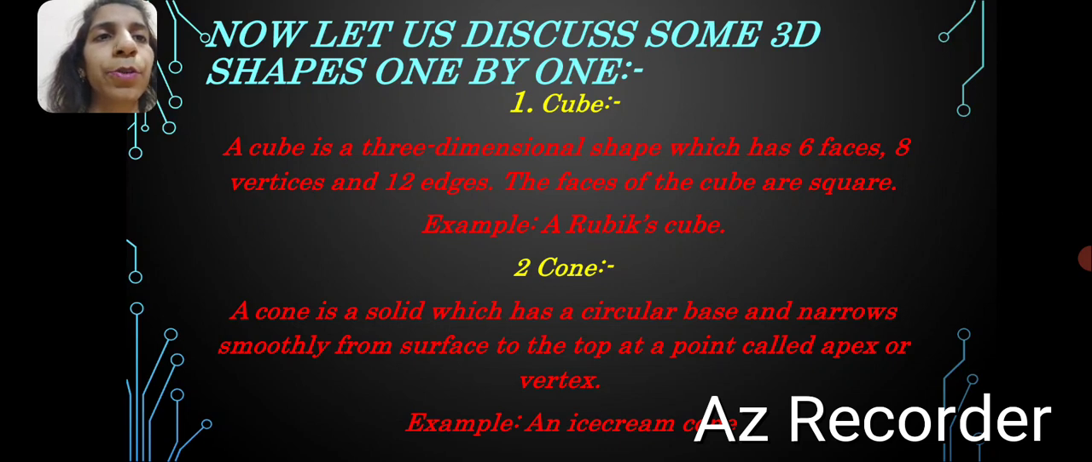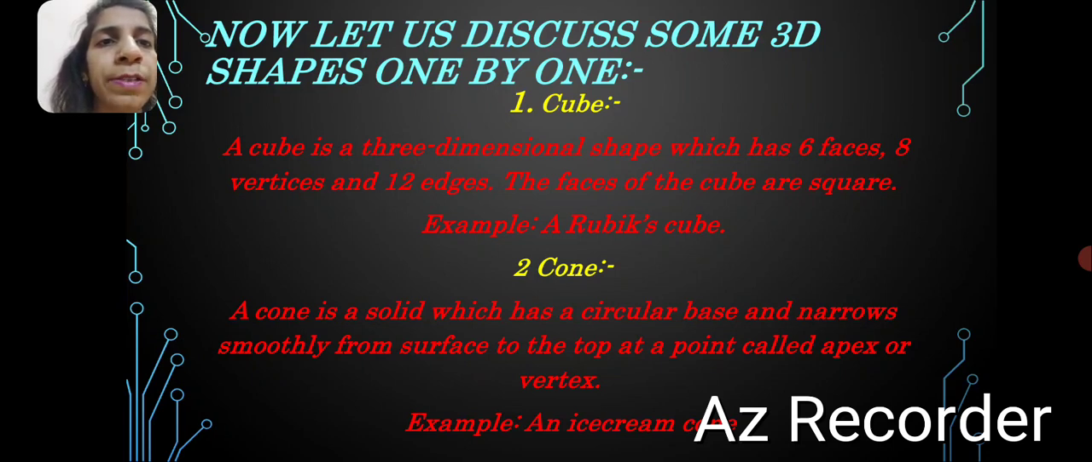Okay, cube. What is cube? A cube is a 3-dimensional shape which has 6 faces, 8 vertices and 12 edges. The faces of the cube are square. Examples of cube are a Rubik's cube, an ice cube or a dice. Let's move further.